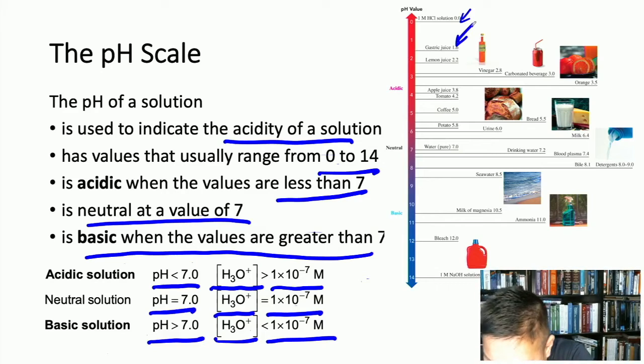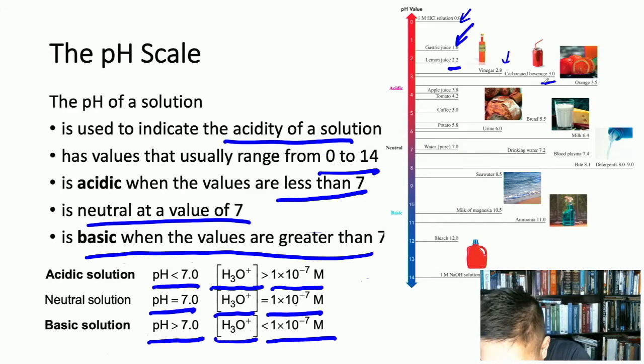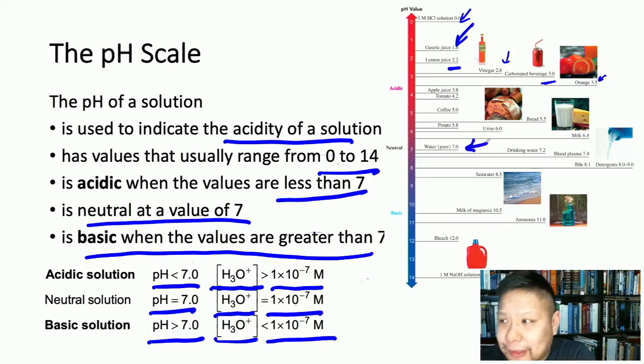Lemon juice, right there, 2.2 pH. Vinegar, 2.8 pH. Lemon juice is citric acid, by the way, if you didn't realize that. Vinegar is acetic acid. Wow, who would have thought a carbonated beverage like a Coke has an acidity of 3.0 pH? It's pretty acidic. Or citric acid there with oranges, 3.5. Water, of course, pure water right here is at 7. We knew that already.